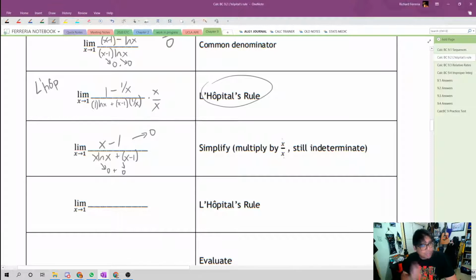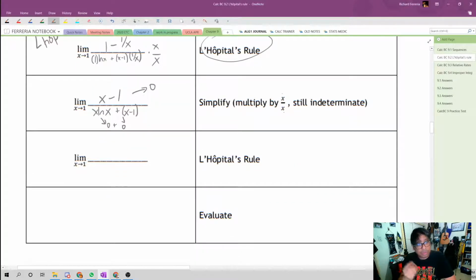So I still get 0 over 0, which says that if I want to evaluate this indeterminate form, I can take the derivative again, which just goes to show you that you can chain together a whole bunch of L'Hopital's rule until you get to something which you can evaluate. But you have to make sure that you have an indeterminate form.